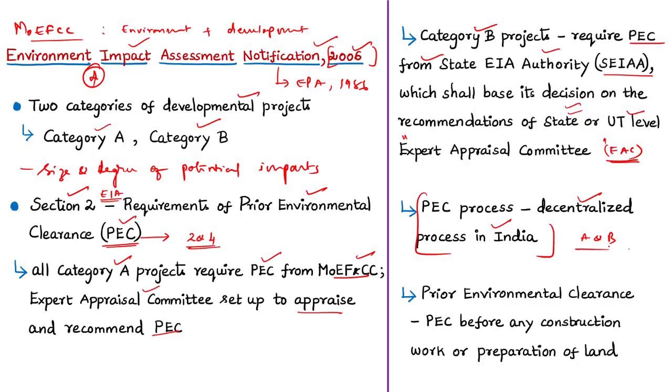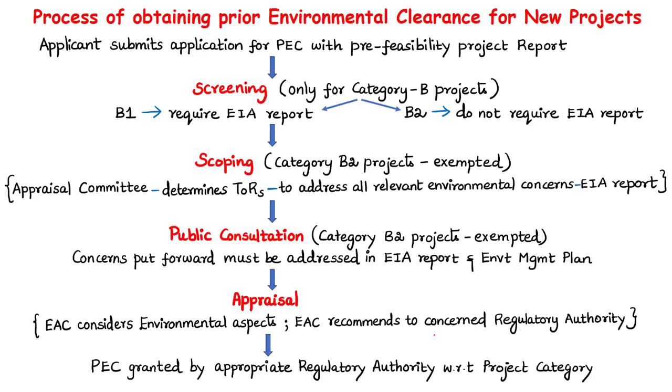Kindly know that when we say prior environmental clearance, we refer to getting clearance before any construction work or before the preparation of land by the project management authorities. Under the process, the applicant will submit an application form along with a pre-feasibility project report, and this application will be made before commencing any construction activity or preparation of land. Then after receiving the application, generally there are four different stages in the process of obtaining prior environmental clearance for new projects. They are called screening, then scoping, public consultation and appraisal.